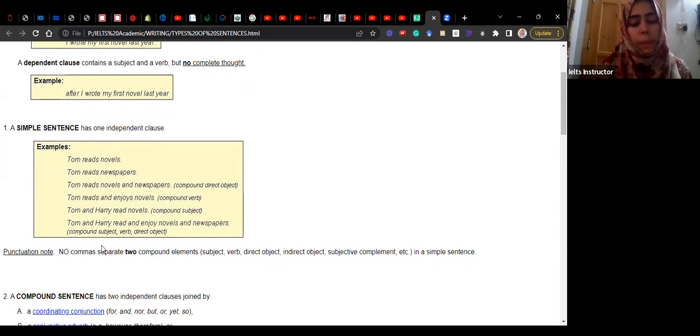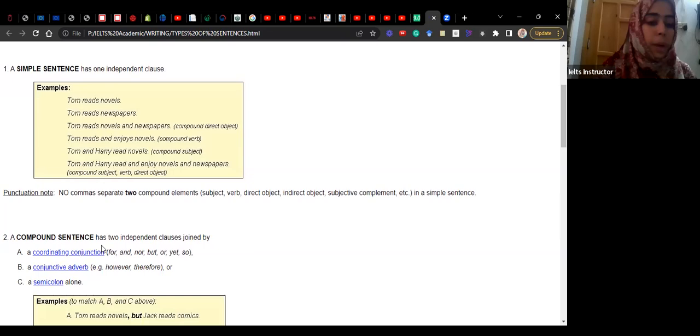Some people also say that a simple sentence is one independent clause. So that's what you should keep in mind, that any phrase which in itself delivers the message is called a simple sentence. Okay, the next is the compound sentence.